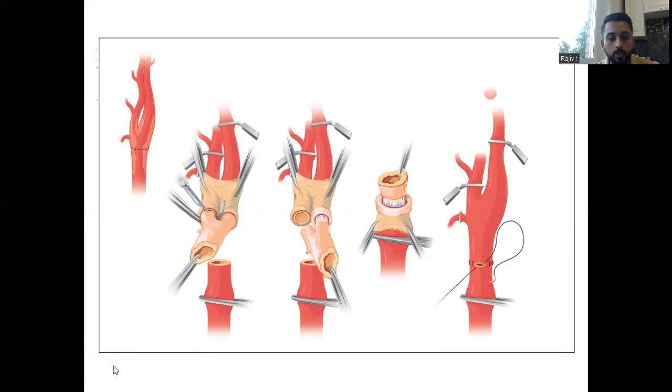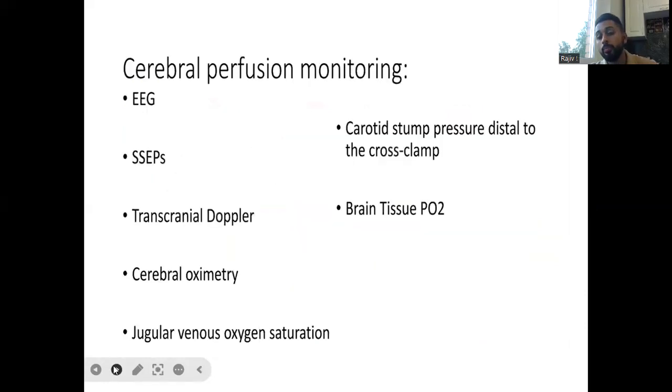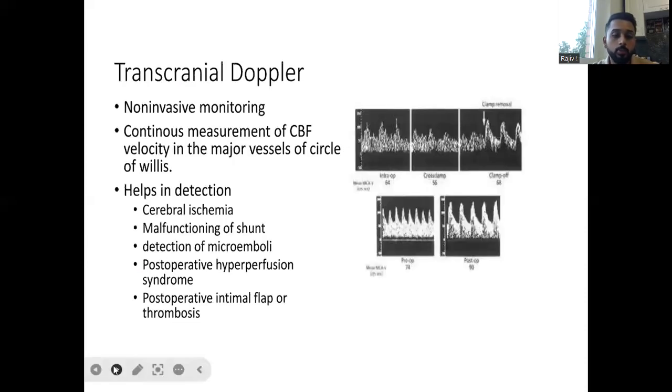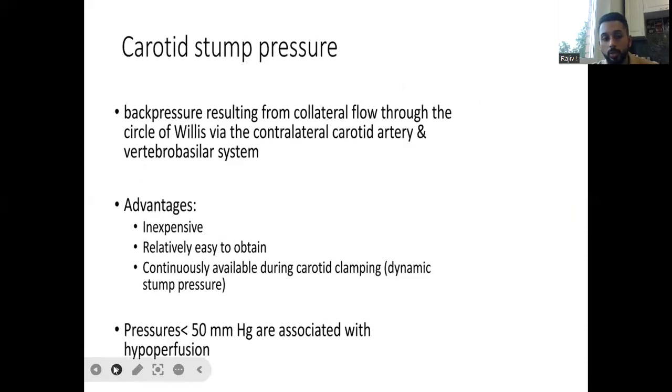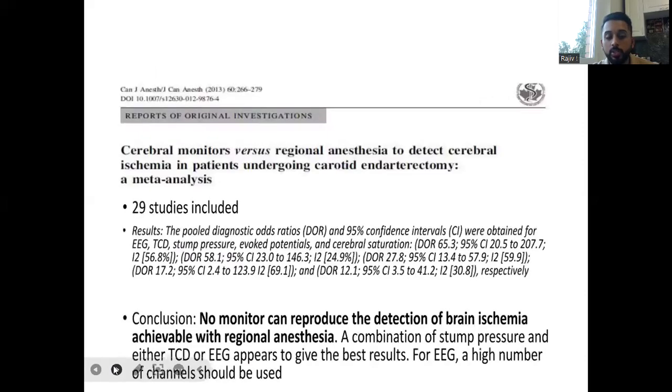Right? So now it's very important to continuously monitor because it's one of the main arteries supplying the brain as well. So cerebral perfusion monitoring, in this we usually do a transcranial Doppler to check for cerebral ischemia. We also do a carotid stump pressure to check the back pressure from the circle of Willis, and if the pressure is less than 50 millimeters of mercury, that shows hypoperfusion.